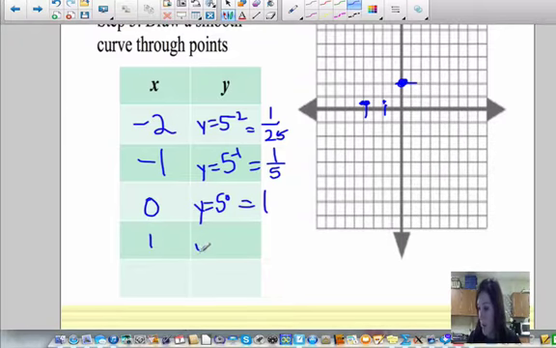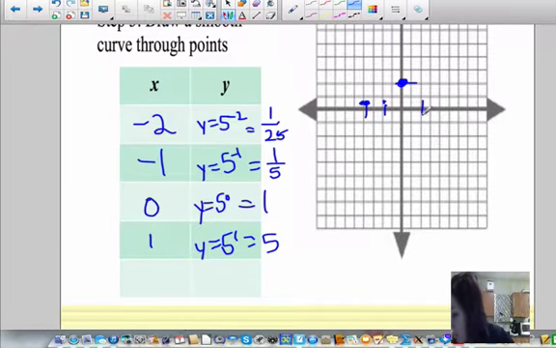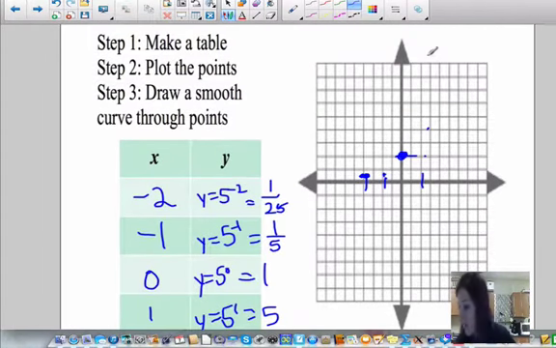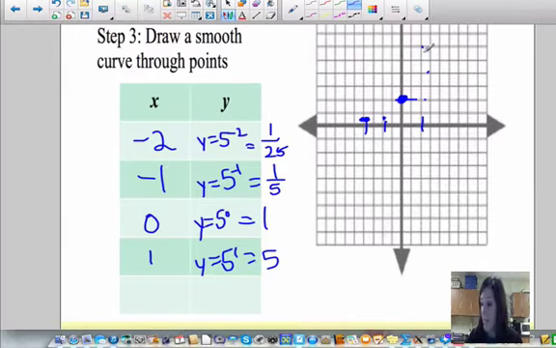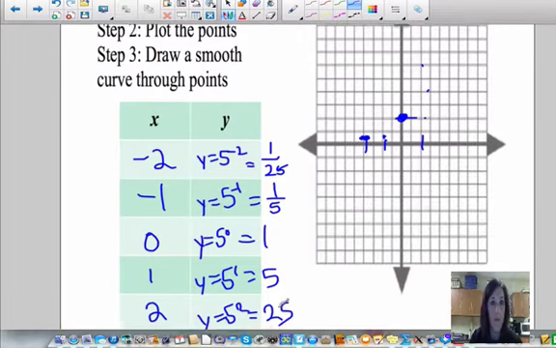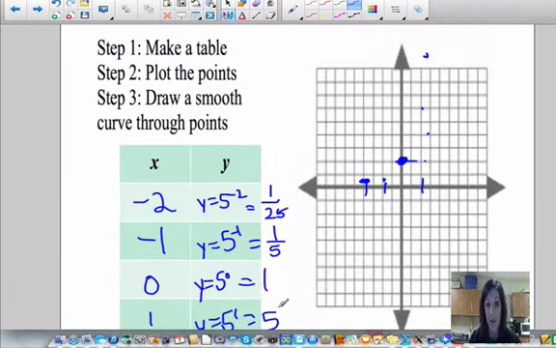If I plug in 1, y equals 5 to the first power, which is 5. So let's go 1, 2, 3, 4, 5. If I were to plug in 2, it would be y equals 5 squared, which equals 25. That's going to take me way up. So I've plotted my points. The second step is to draw a smooth curve through the points. I'm going to draw a smooth curve through the points that I have selected.